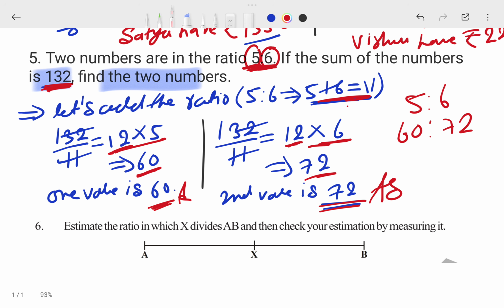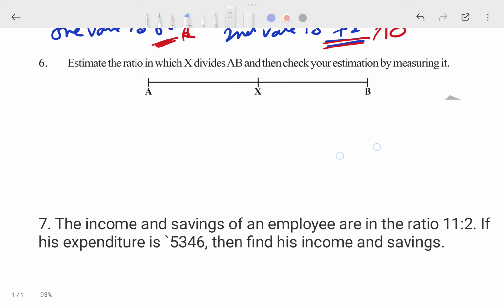It's simple, nothing, just add this one and divide here, and after that whatever the value is there, just take this and multiply, you will get the value. It's a so simple question. Now is it clear? Right, so this is your sixth question.